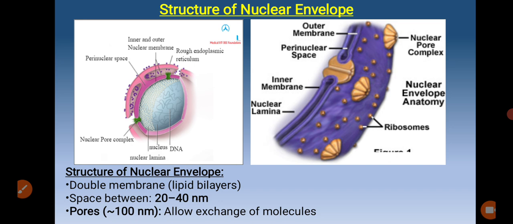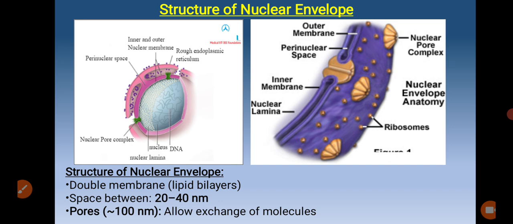The nuclear envelope is a double membrane structure, and it protects the nucleus. The space between the two layers is approximately 20 to 40 nanometers in width. The envelope is dotted with nuclear pores of about 100 nanometers in diameter. These pores mainly act like guarded gateways, allowing only certain proteins and RNA molecules to pass in and out and maintaining order inside the nucleus.